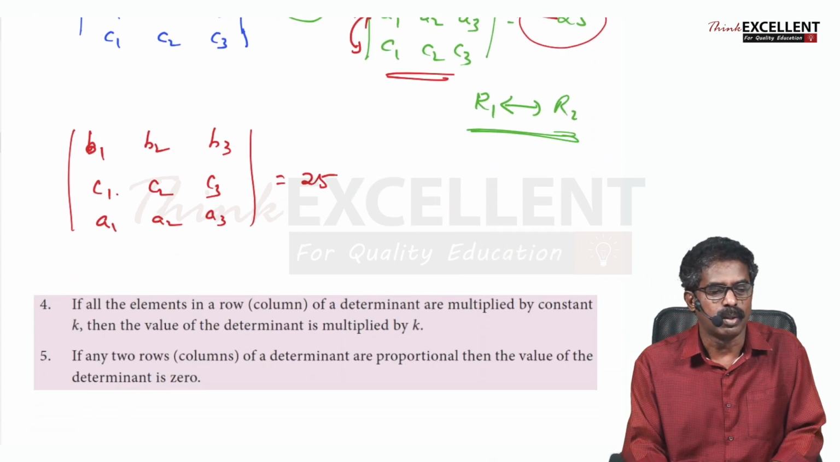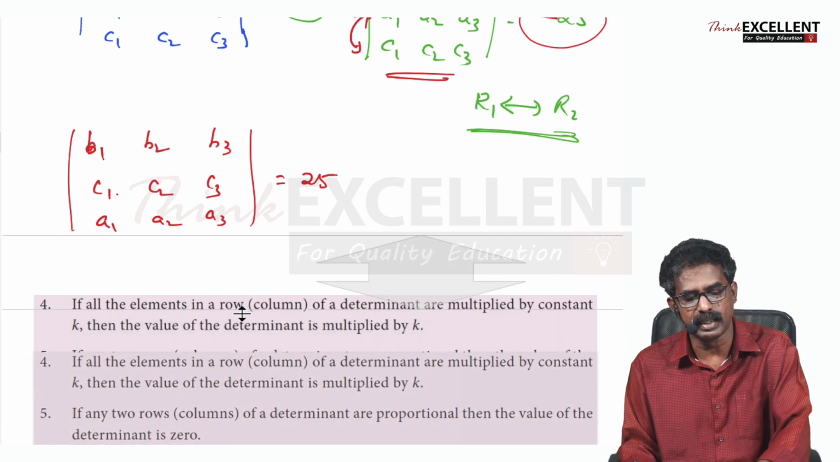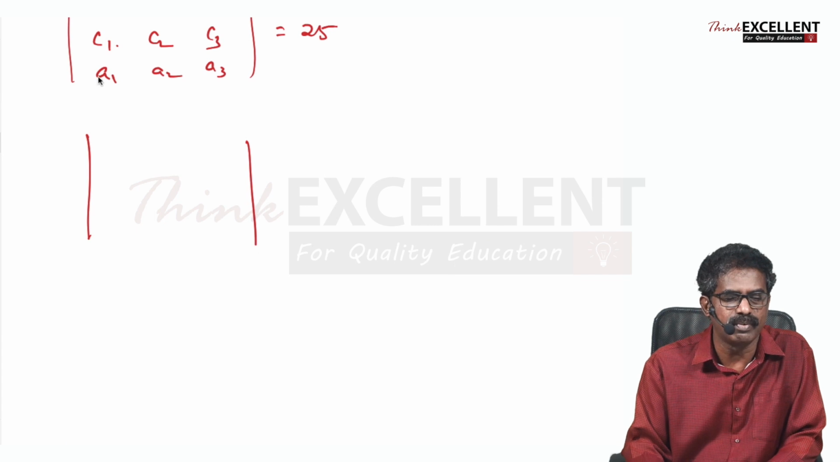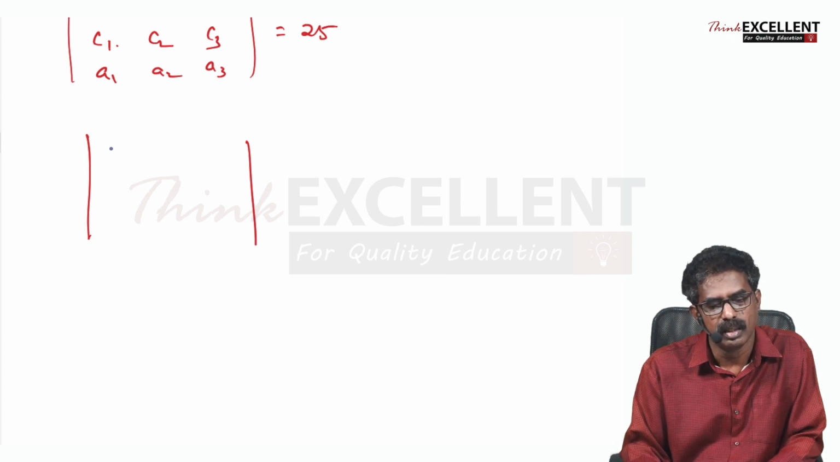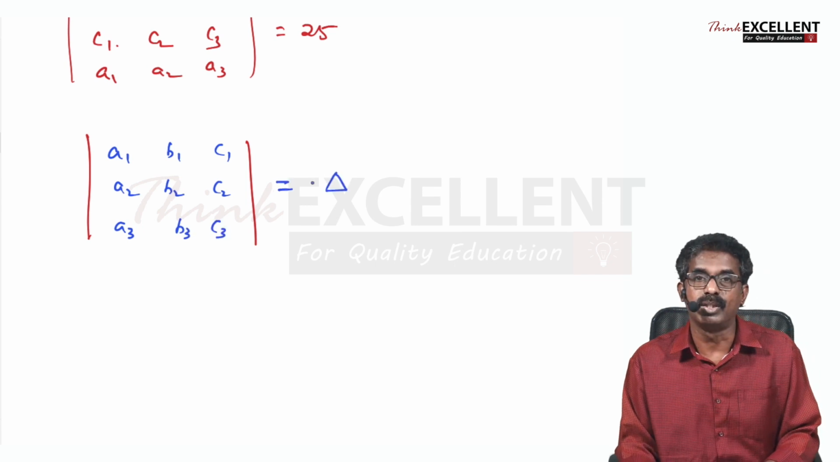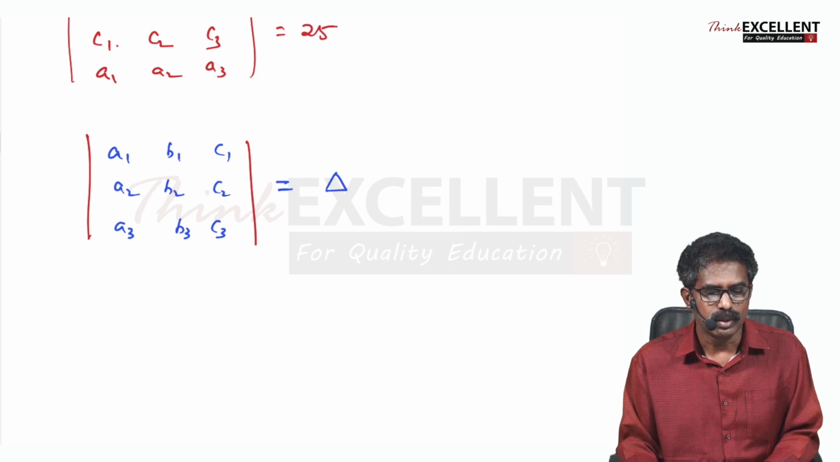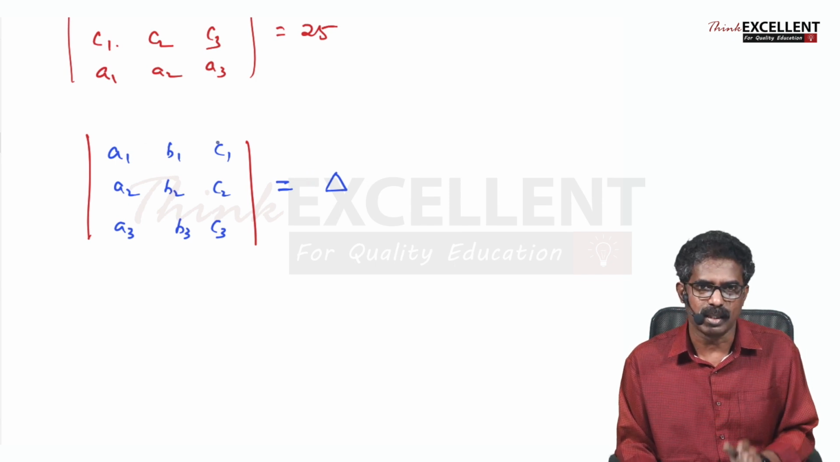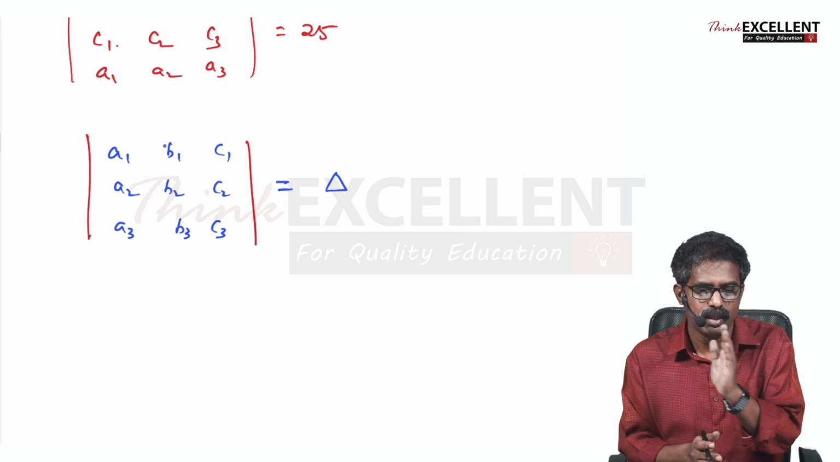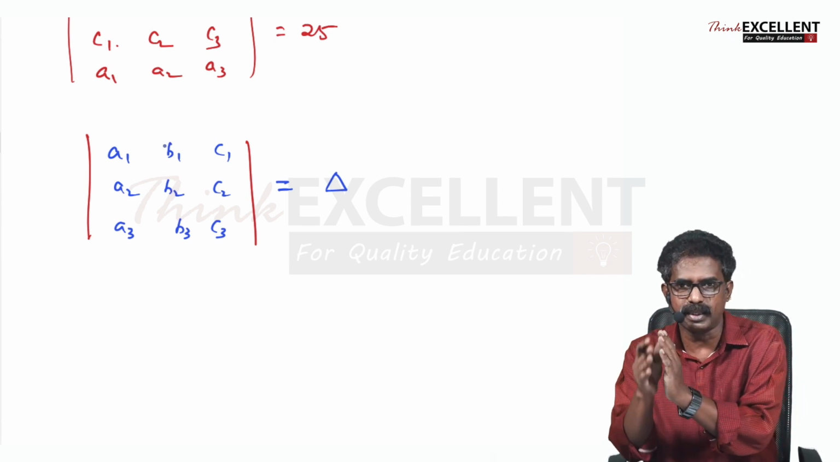And here is something I want to give you. Listen carefully. Suppose you rotate cyclically. For example, you have one determinant like this: A1, B1, C1, A2, B2, C2, A3, B3, C3. Say its value is delta. So look only at the first row: A1 means that column fully, B1 means that column, and C1 means that column.